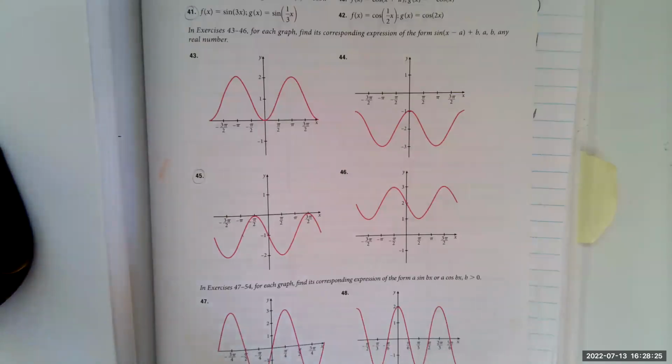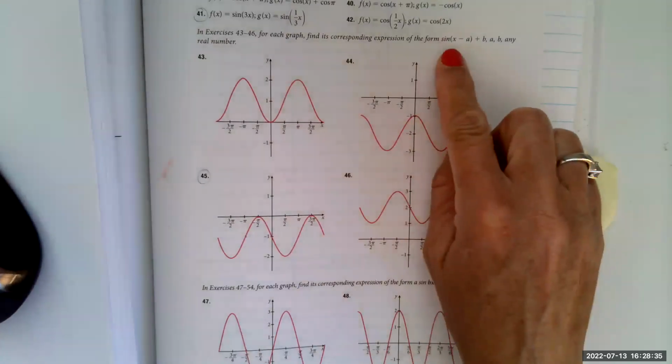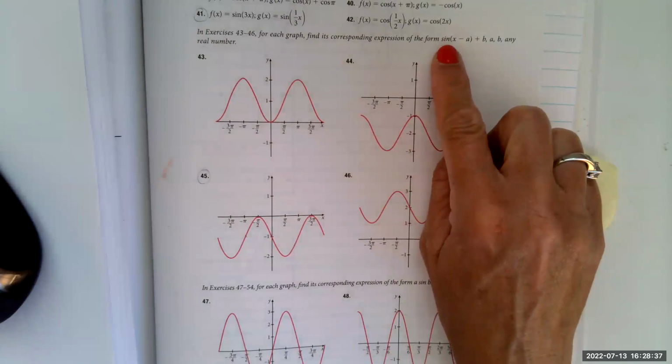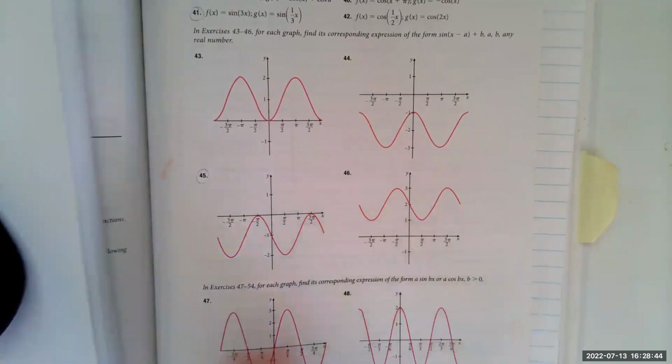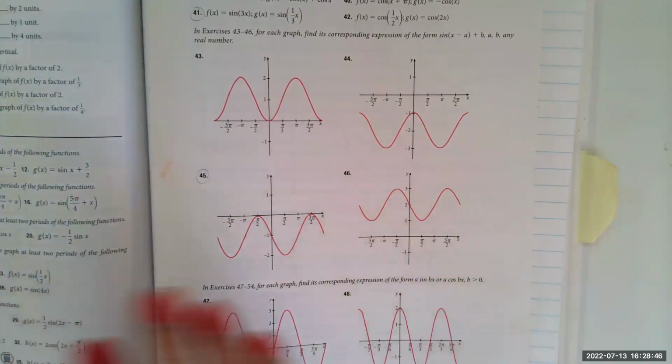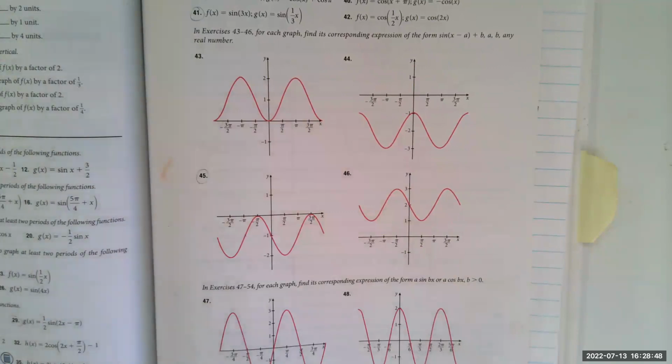Hello. I had a few students asking questions about lesson 5.5 and how to go from the graph to the symbolic form of sine, either a function of sine or, down here on 47 through 50, a function of sine or a function of cosine. What I did was try to act like I was a student again and think about how I would play around with this.